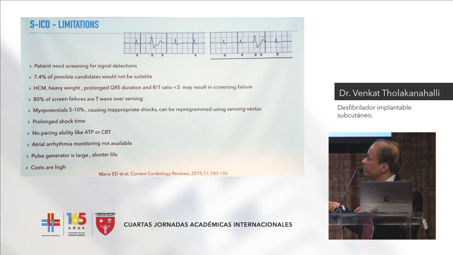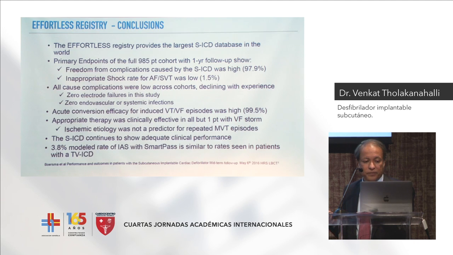The atrial arrhythmia monitoring is not available at this time, but the SVT discrimination characteristics are very good. The pulse generator is larger and has a little shorter life. It's about 7.3 years now, which is still not bad compared to what we see. And the cost at this point of time is high. I did put in one of the slides talking about the cost ratios, but I think probably in the interest of time I'll limit that.